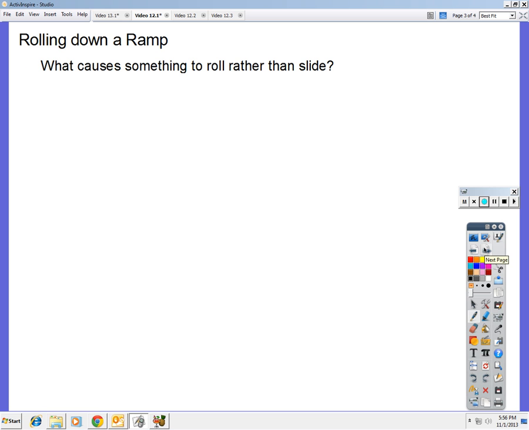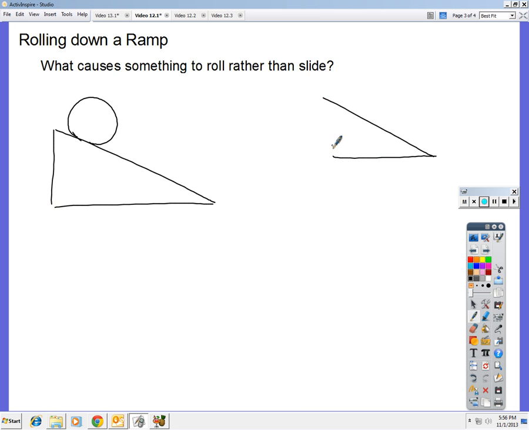Now, for the remainder of the video, we're going to look at the very interesting case of something rolling down a ramp. We know how to handle something that slides down a frictionless ramp. We know that the forces acting on it are a normal force and the weight mg. And if we calculate this, we end up getting a equals g sine theta.